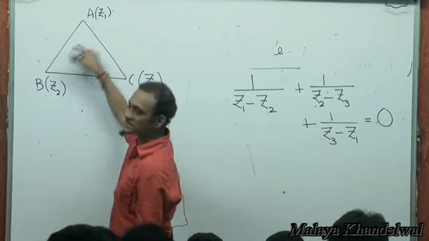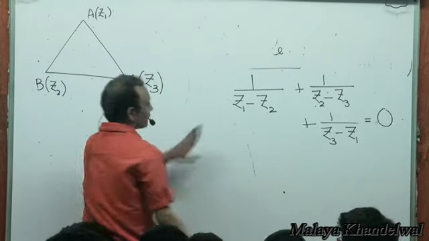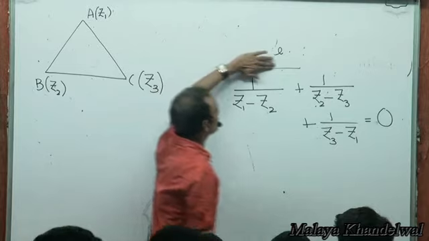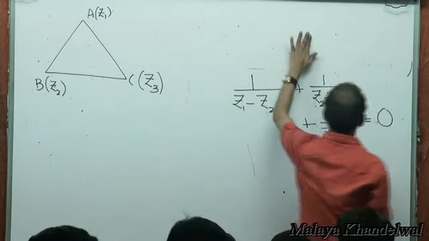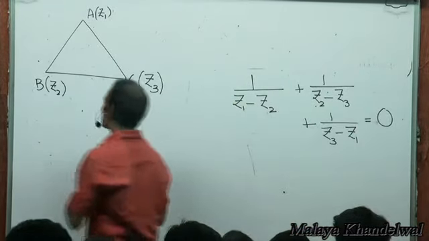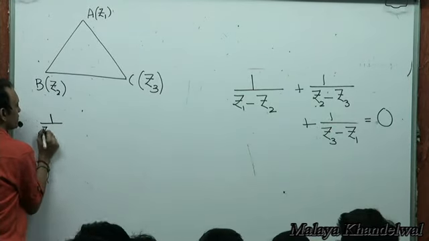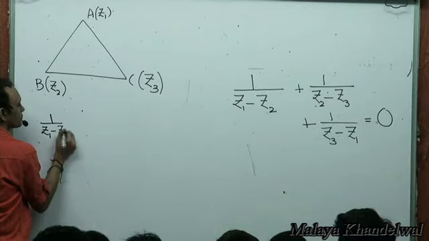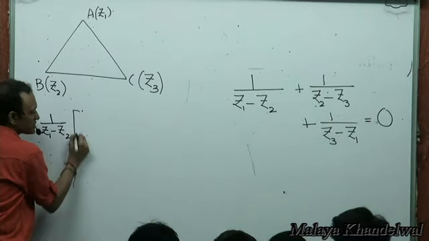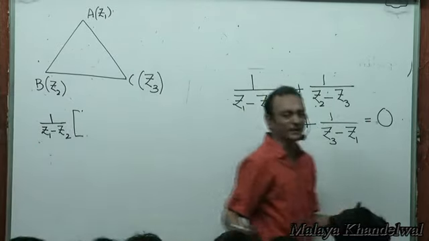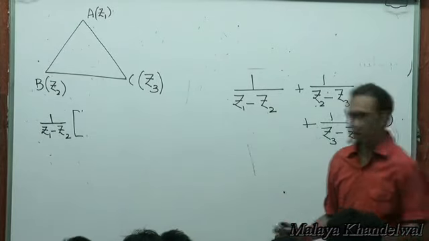All these angles are 60 degrees. I want to show that this expression must be 0 if this triangle is equilateral. All right, let me look at this expression. From the left hand side, let me take 1 by z1 minus z2 common.